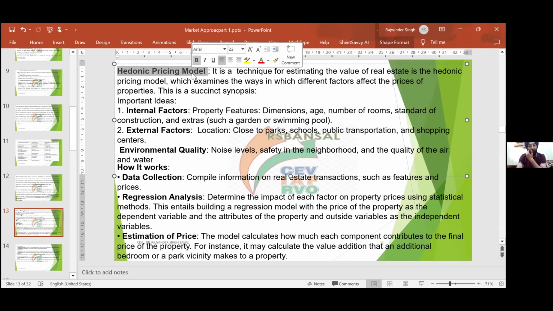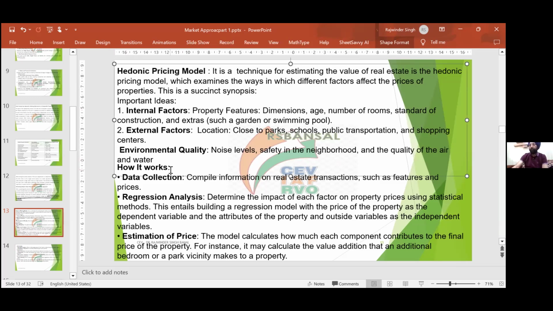So here the coefficient of regression is calculated by multinational companies. It depends on the number of rooms. They find the coefficient for number of rooms, number of swimming pools, number of gardens, and depending upon this, they can find out the value in a particular area for a particular property. So how does this method work?